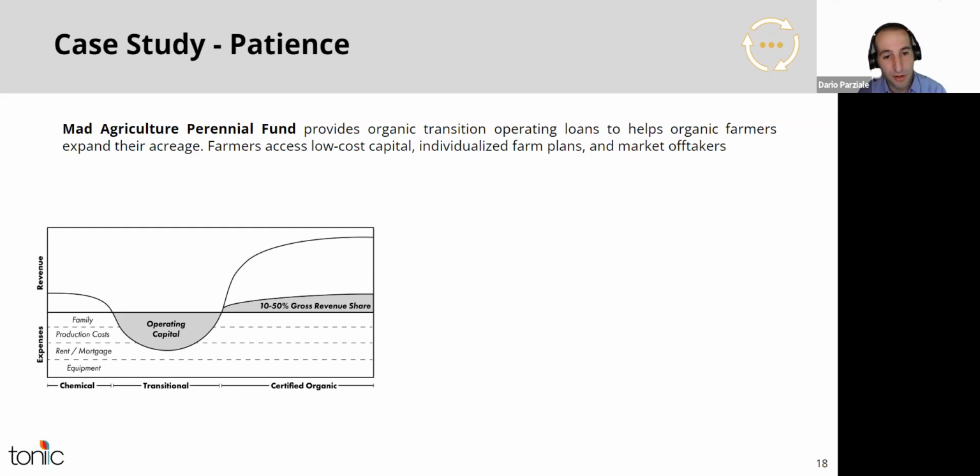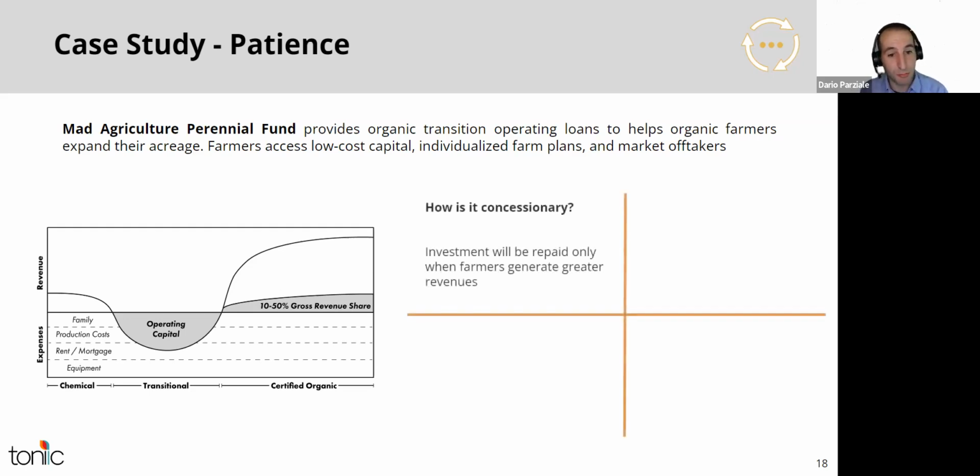The Perennial Fund provides operating capital through revenue-based financing loans that allow the farmers to repay the loan based on a percentage of their revenues. So until they obtain the certification, the farmers will make smaller payments. This is concessionary because the investment will be repaid faster only when the farmers are able to generate greater revenues after the transition to organic farming. So there is an uncertain repayment date.